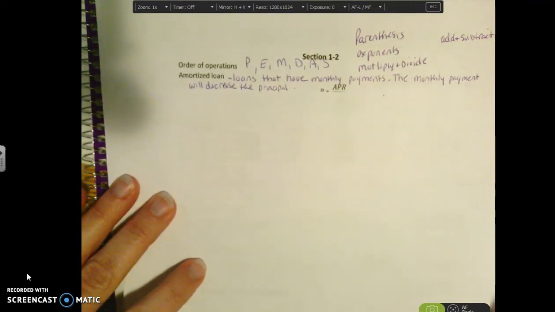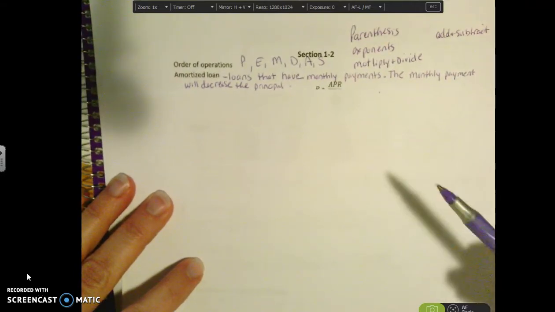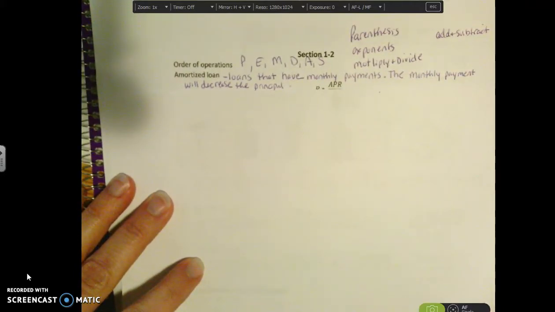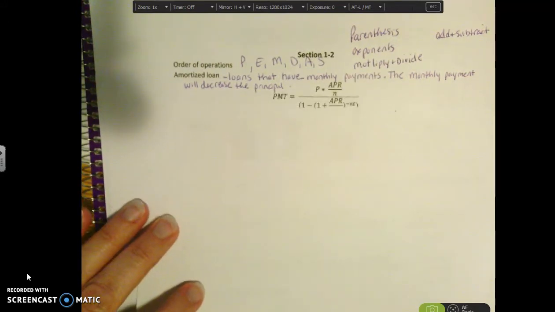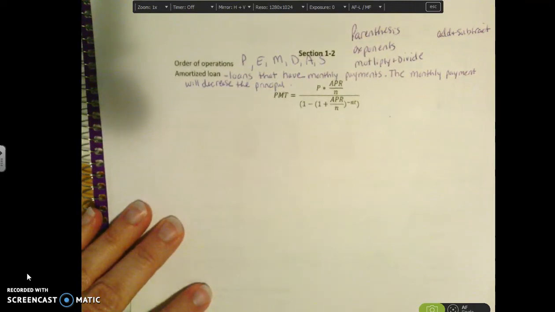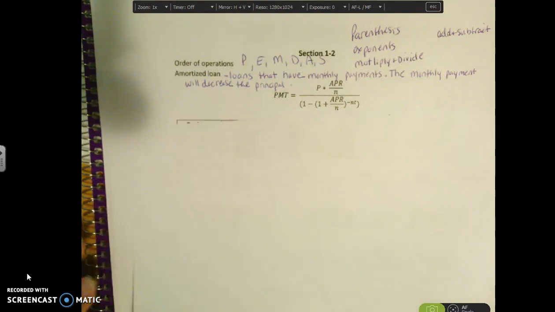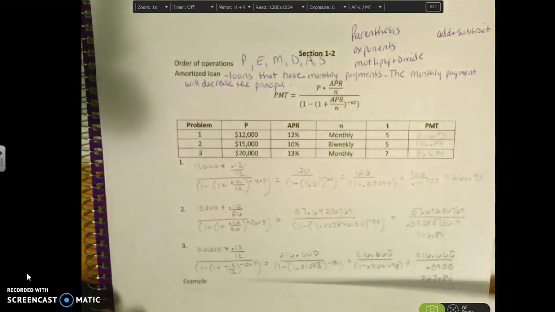So amortization is a type of loan, and those are loans that have monthly payments, and as you pay the monthly payment, it will be decreasing the amount of the principal each month. So you, towards the middle or end of the semester, will be creating amortization charts. One of the things that you have to do to calculate amortization is calculate a monthly payment. So this is a very complicated looking formula for monthly payment, and we're going to do a few examples of those. Okay, so I have 3 examples here.